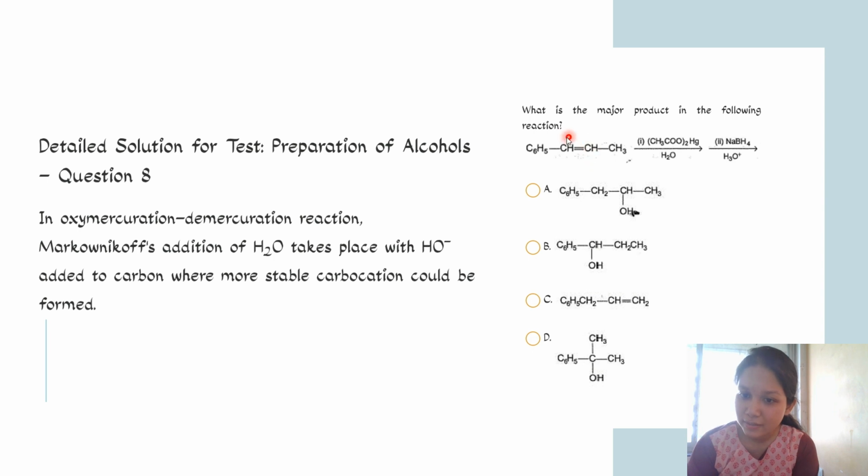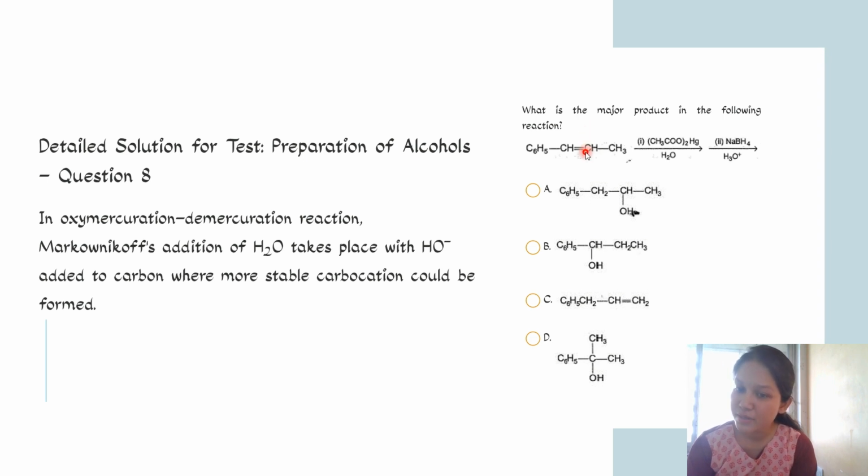Okay, so if you get the mercuranium ion across this double bond, you will get the stable carbocation at this position, and you will get OH at this position.